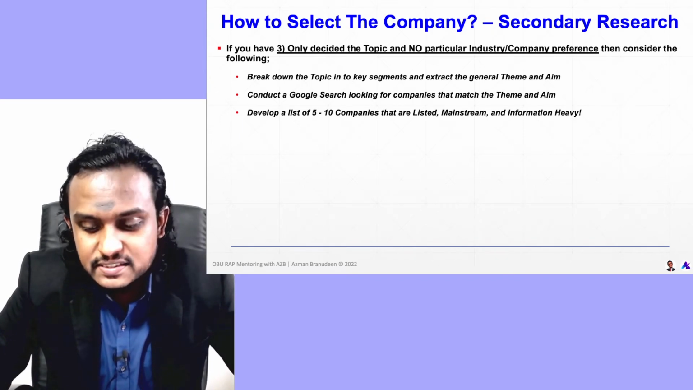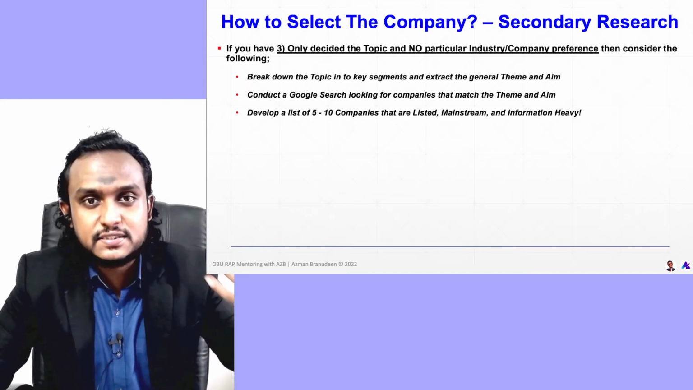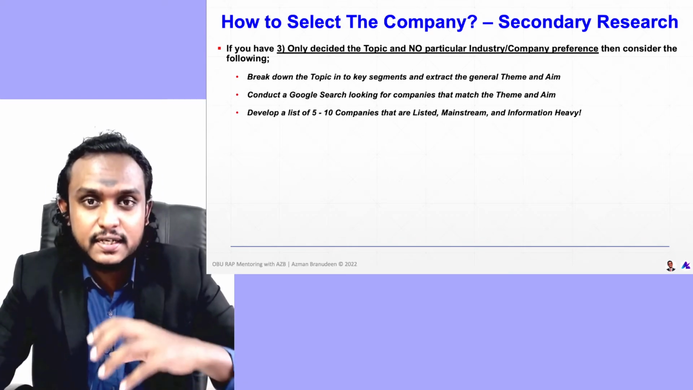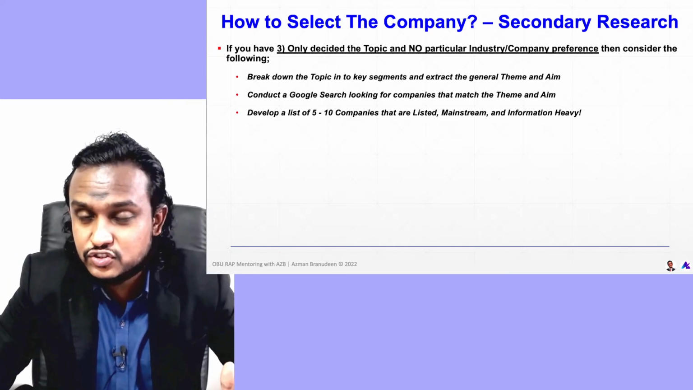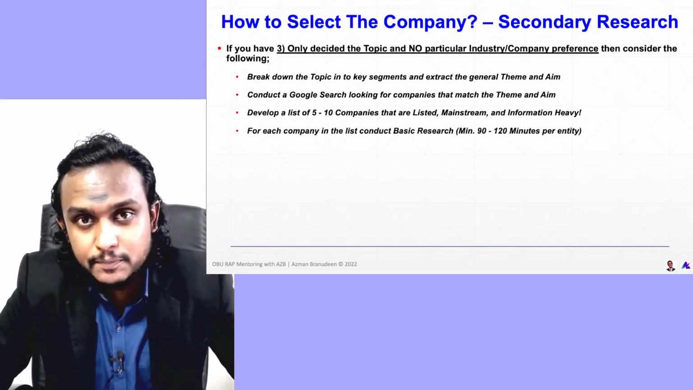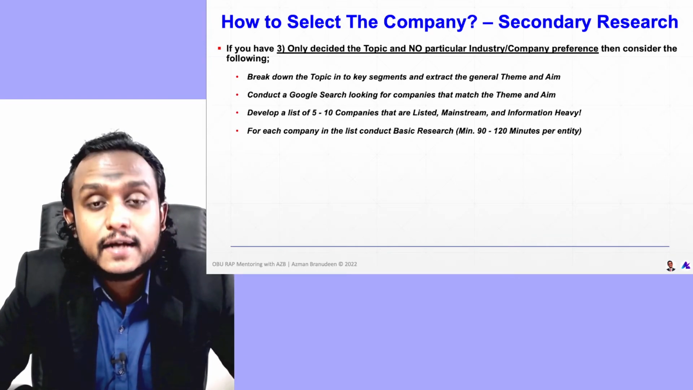Only the basic research stage can give you this view, whether the companies you have got as a result have these criteria. Are they mainstream? Are they listed? Are they information heavy on the internet and in the public domain? For each of the companies in the list, conduct basic research.